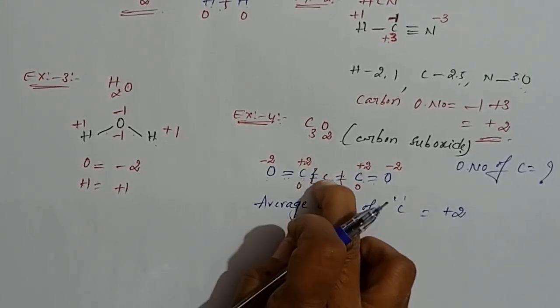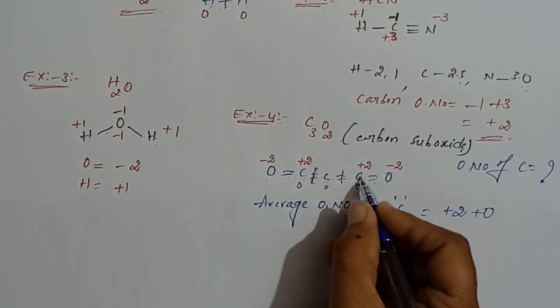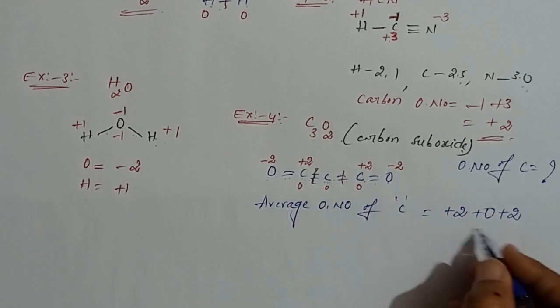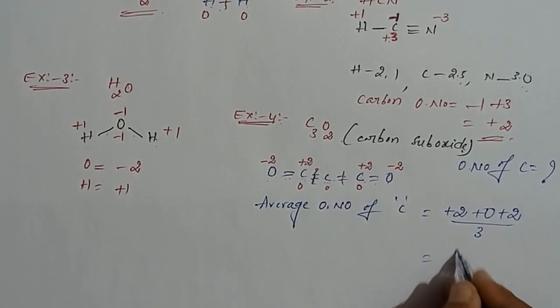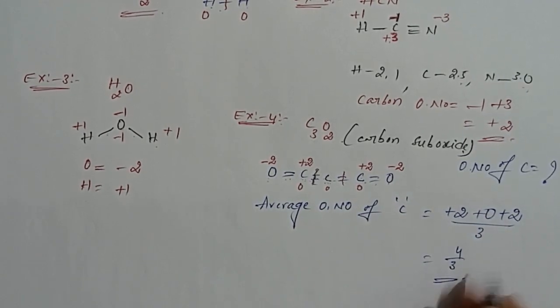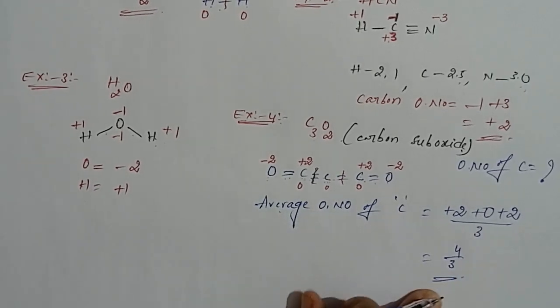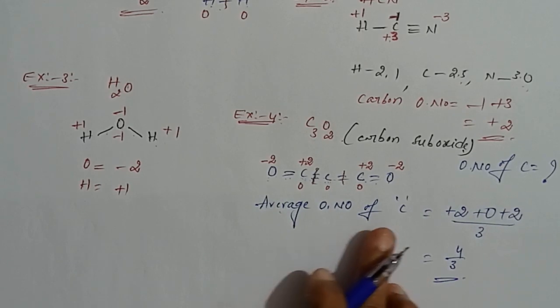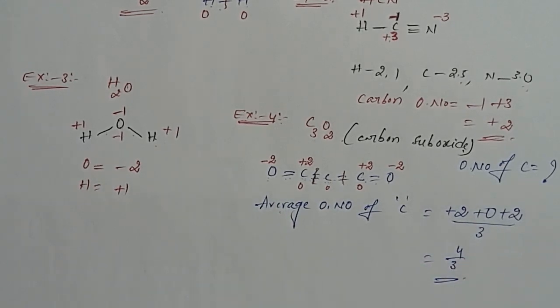+2, this one carbon 0, this carbon +2. Clear? So how many carbons are there in total? 3 carbons. So 2 + 2, 4/3 is the oxidation number. The average oxidation number of carbon is 4/3. Clear? So this is the average oxidation number of carbon. It is equal to 4/3.